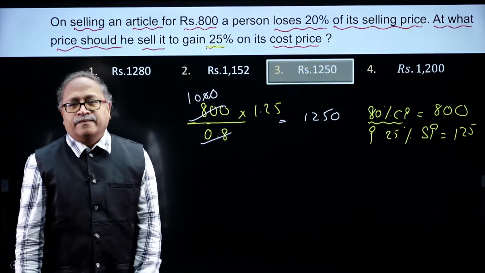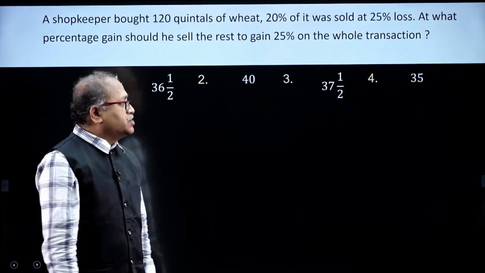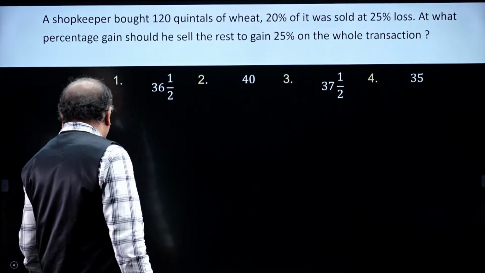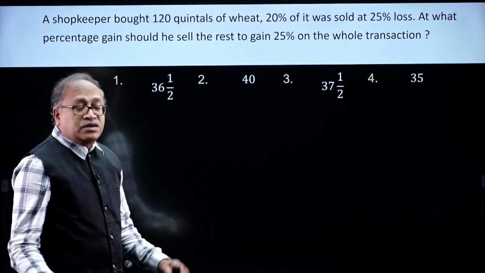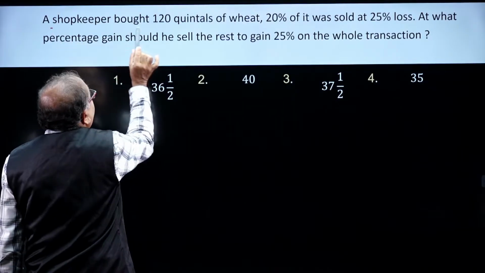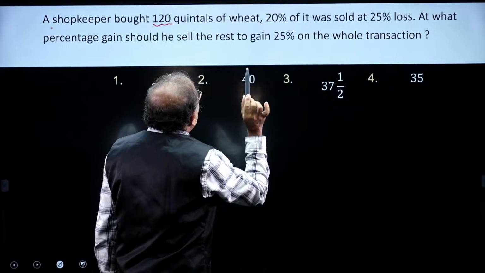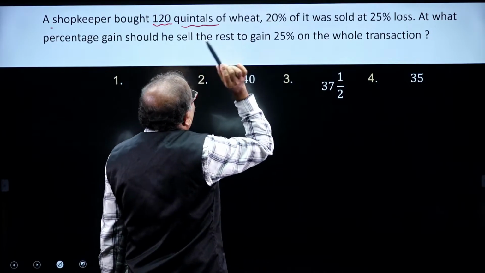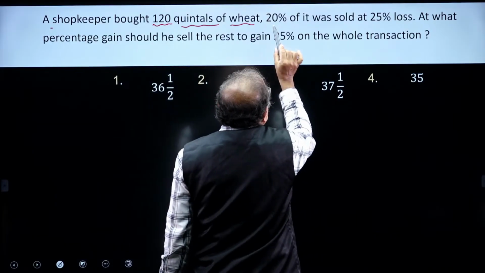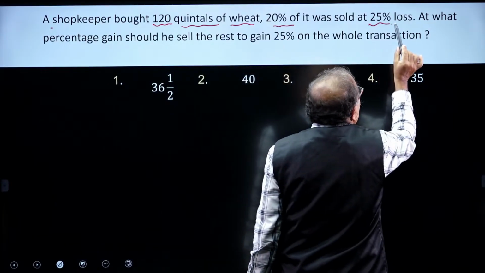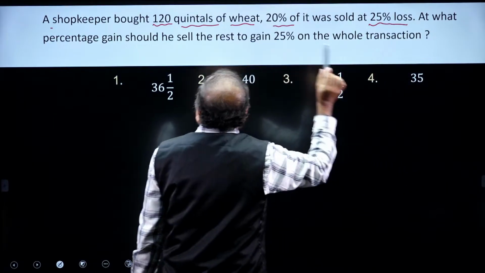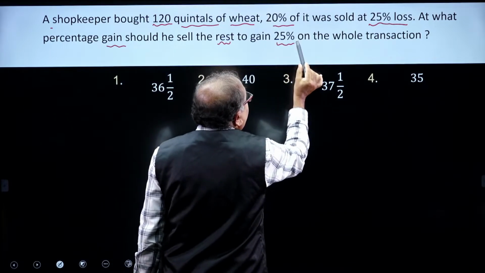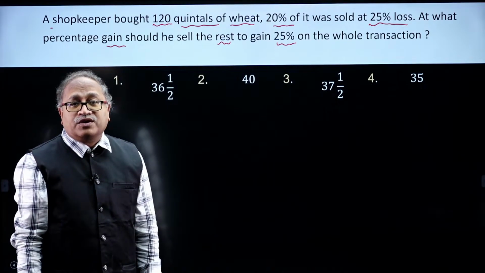Well done. Let us take the second question over here. Will you be equally fast in this question also? Let me read down the question here. That is a good practice along with us. A shopkeeper bought 120 quintals of wheat, 20% of which is sold at 25% loss. Now, at what percentage profit should he sell the rest in order to get overall 25% profit in the whole transaction?